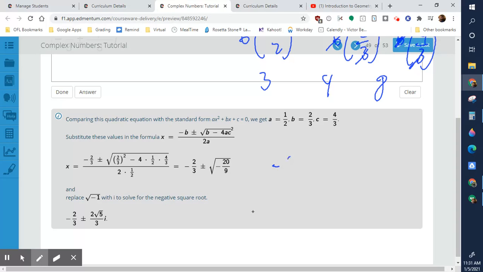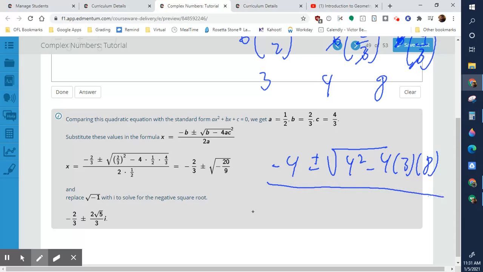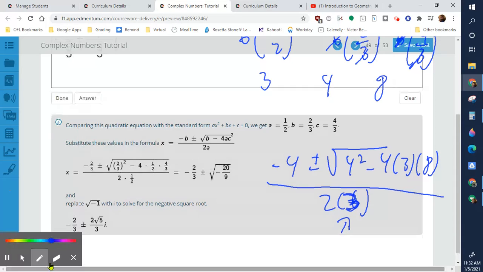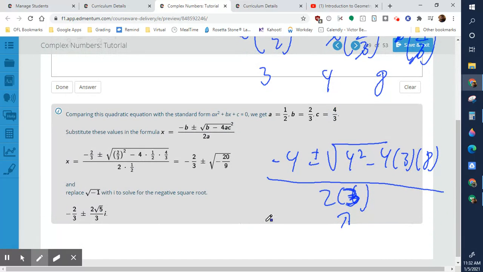It really should be -4 plus or minus the square root of b squared, 4 squared minus 4a, which is 3, c is 8, all over 2a, which is a 6. And here you can kind of start to see 3, which will turn into a 6 later. So I was right about this one, but that's just because it was 1/2 in the front. So what will end up happening is we get -4 over 6 plus or minus whatever this is.